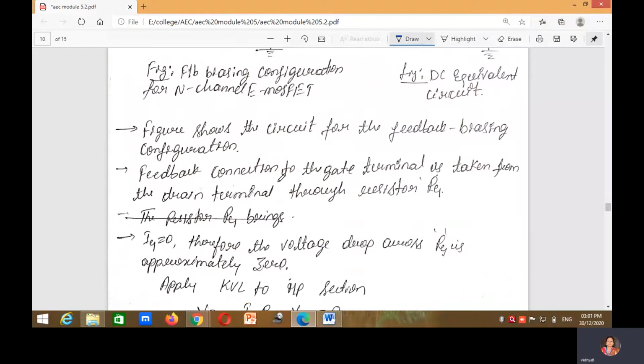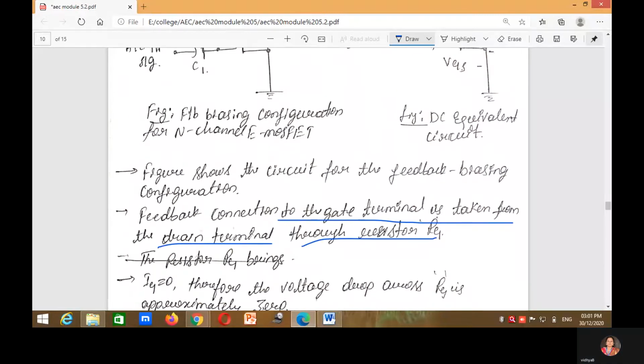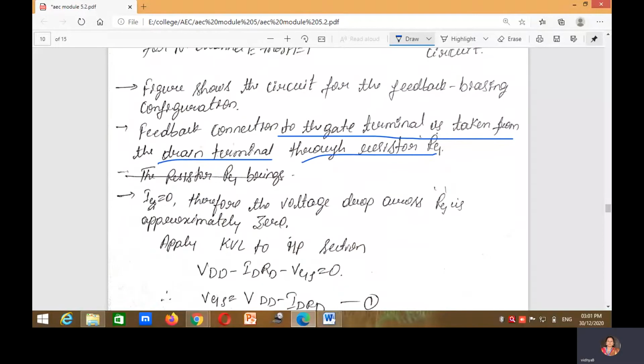The feedback connection to the gate terminal is taken from the drain terminal to resistance RG. You can observe the feedback connection. It is taken from the drain terminal to resistance RG. Ig is equal to 0, therefore the voltage drop across RG is also approximately equal to 0. When the current is 0, the voltage drop across the resistance will be 0.